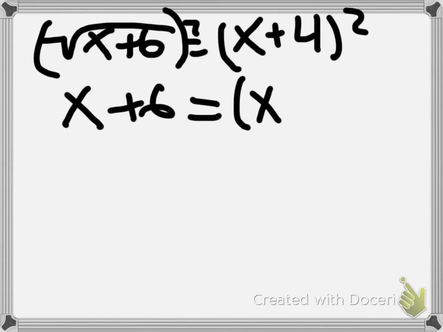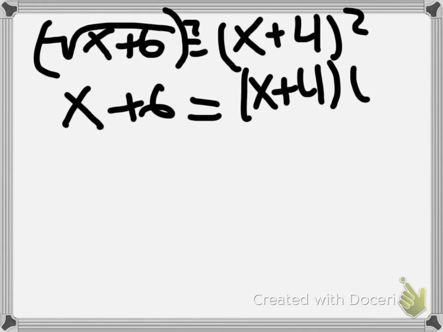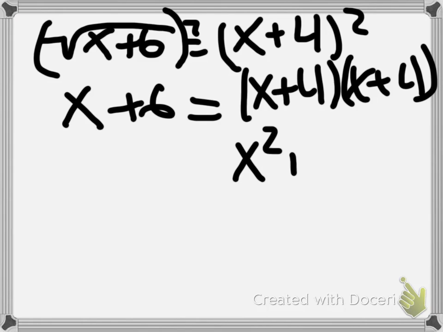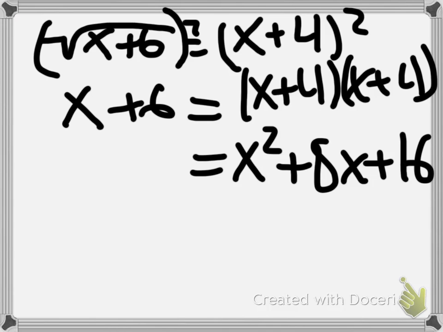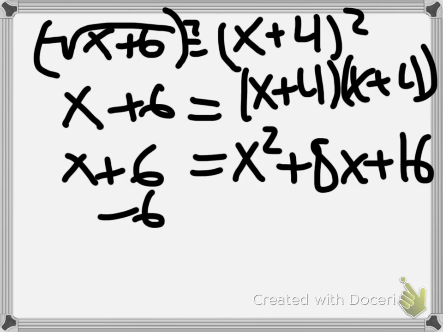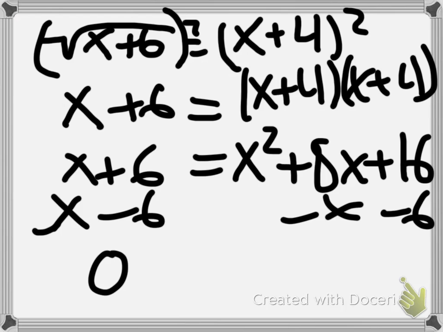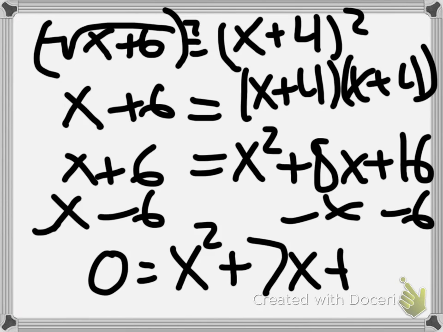It is actually x plus 4 times x plus 4, which is x squared plus 8x plus 16. That's equal to x plus 6. Now we move everything over so it is equal to 0, and we get 0 equals x squared plus 7x plus 10. And now we just solve.